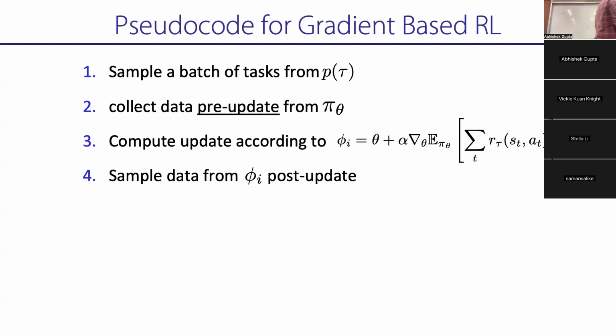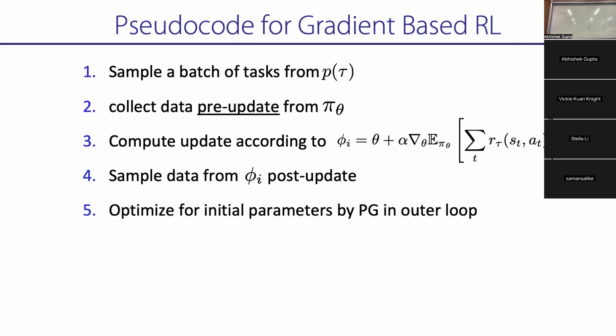And so you're going to compute the update, you're going to sample data from phi i post update, and then you're going to backprop through the whole thing to update your thetas. And so if you work it out, you only need a second derivative. It's not that bad. But the point here is that you treat your inner loop as gradient descent and you backprop through gradient descent. Right? And so what you're going to learn is an initialization.